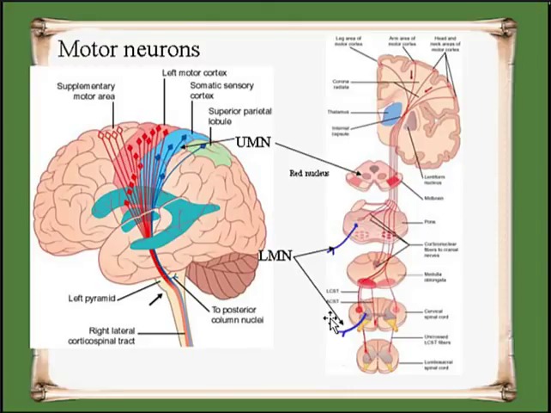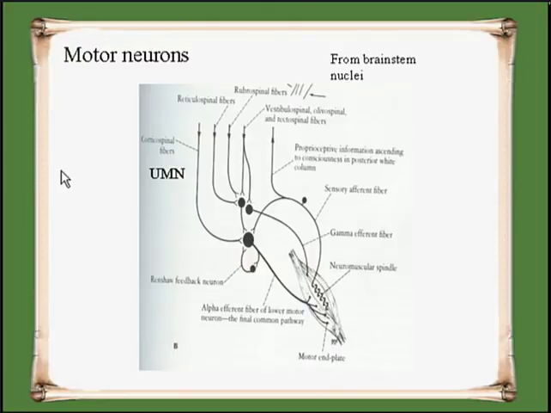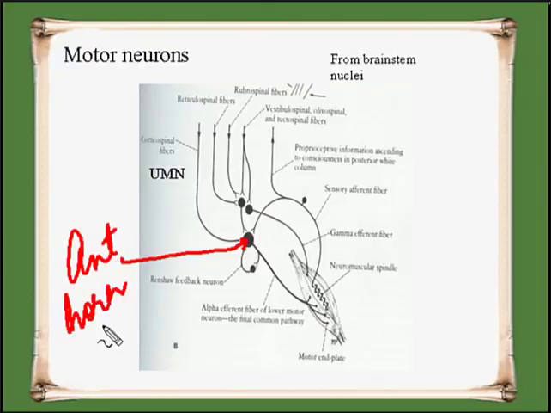Now when we look at the motor neurons and see the correlation between the upper and the lower motor neurons, again, if you remember, I told you that the lower motor neurons, especially the anterior horn cells, which you see here, so these are the anterior horn cells, were influenced by a lot of fibers which come from above. So they were influenced by these upper motor neurons.